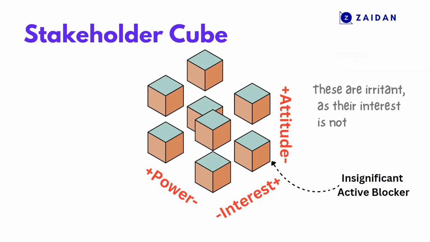And last but not the least, low power, low interest and high attitude. These are called insignificant active blockers. They are irritant as their interest is not in project success.